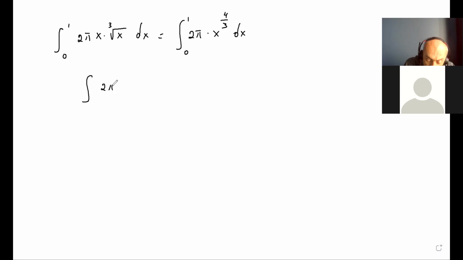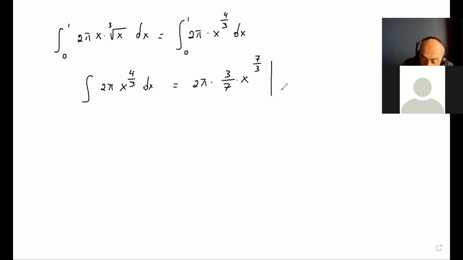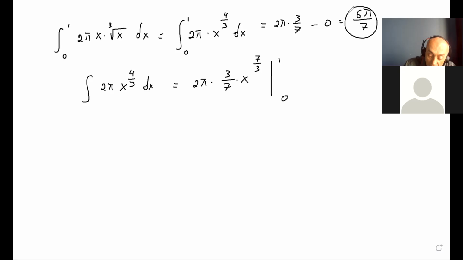So the antiderivative of 2 pi x to the 4/3 dx is, so you write it quickly, 2 pi times x to the 7/3, 3/7. So this is going to be evaluated from 0 to 1. If you evaluate from 0 to 1, plug in 1, you'll get 2 pi times 3/7 times 1, and then minus 0. So it's going to be 6 pi over 7. This is going to be the desired volume.